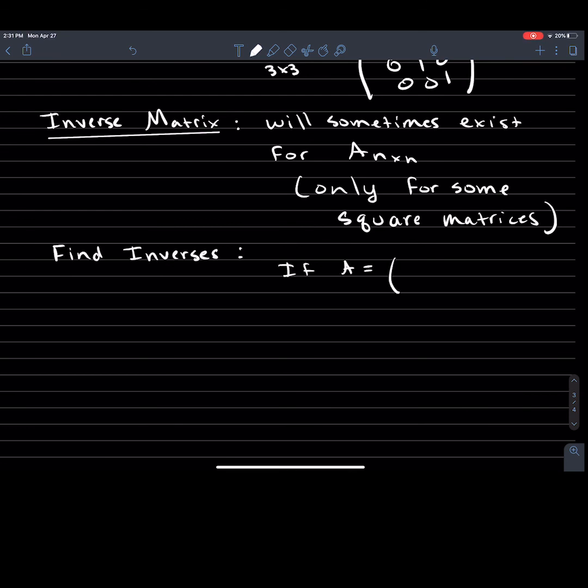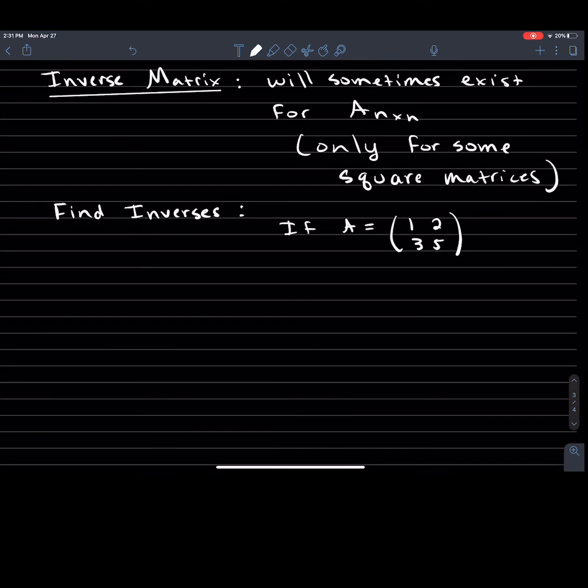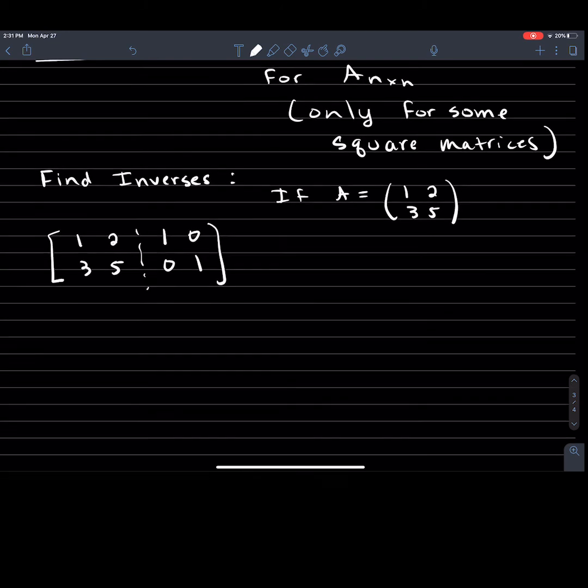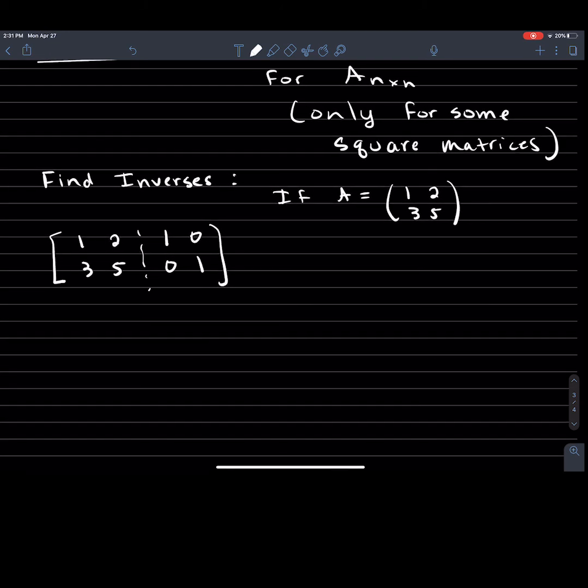If A equals 1, 2, 3, 5, what we can do, we'll have to use elimination to find it. 1, 0, 0, 1. There's several ways to find the inverse, but this is kind of just a row reduction method. And our goal, so this is I. We want to convert it to I, A in this form. So we want to row reduce so that we have I in our front position and not our second position. Okay, that's our goal. So we do that by treating this as one matrix and row reducing it.